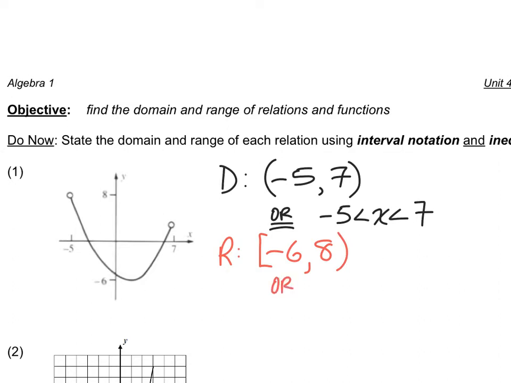So, or, what would I write for inequality? -6 is less than or equal to y. And then 8 is greater than y. And 8 is greater than y, so I could just do a quick less than y. All right.